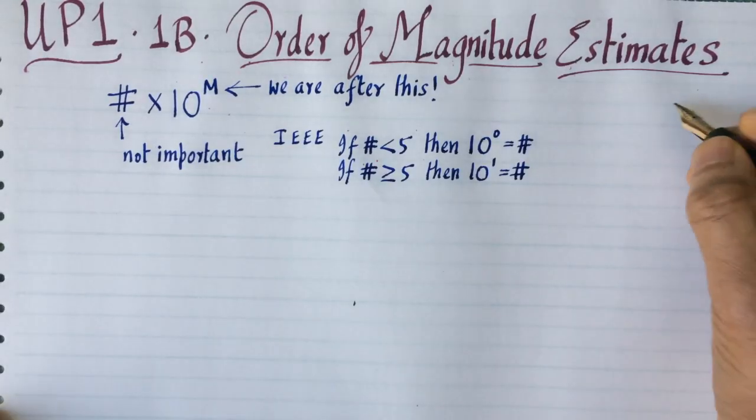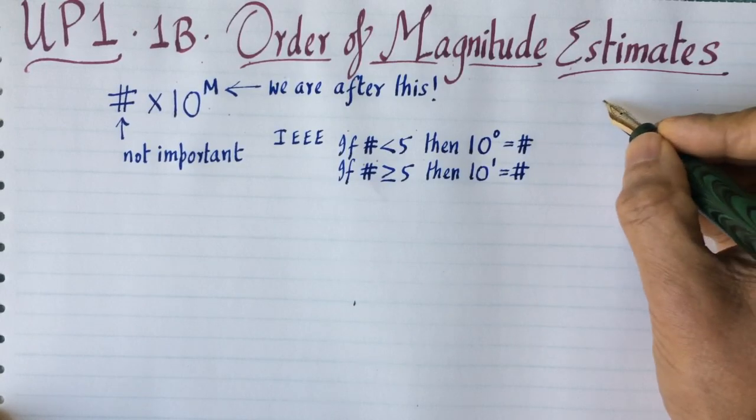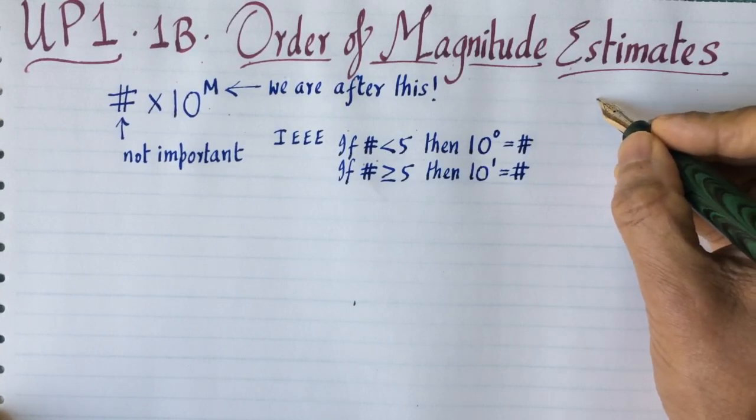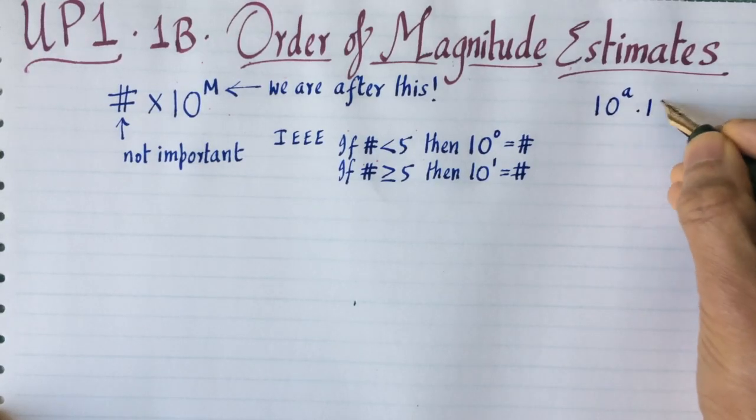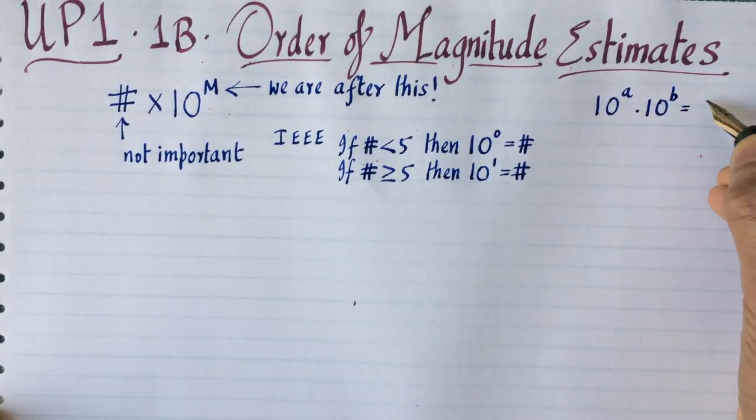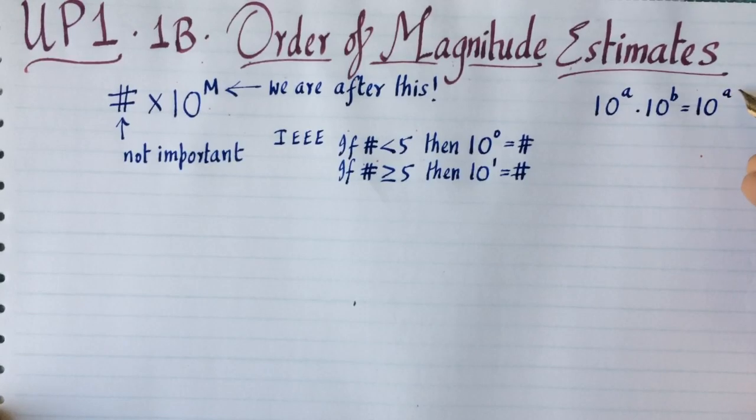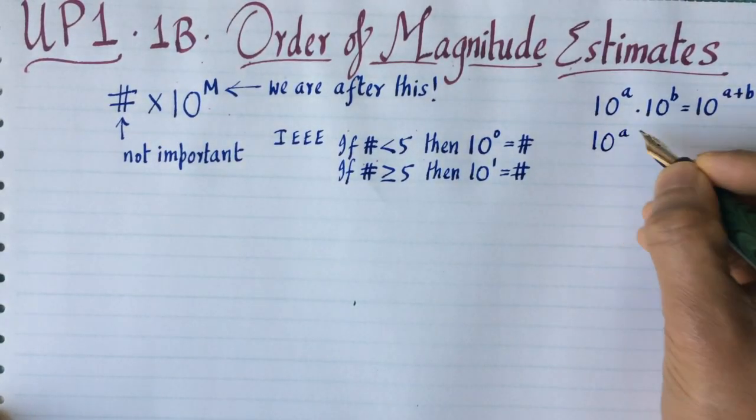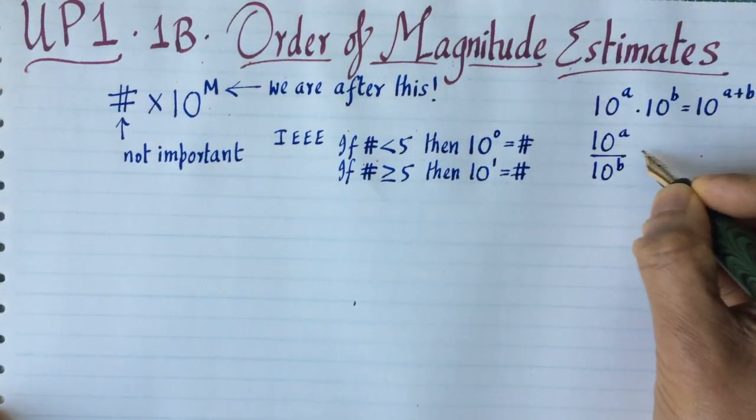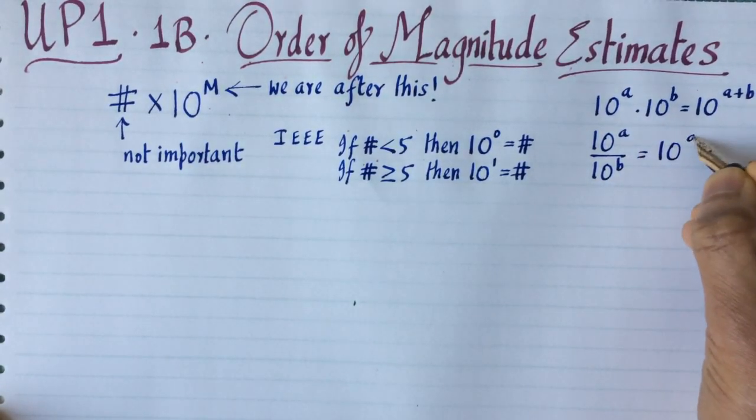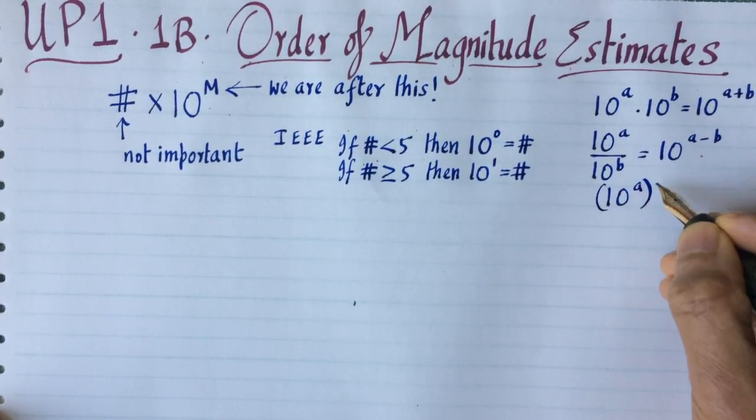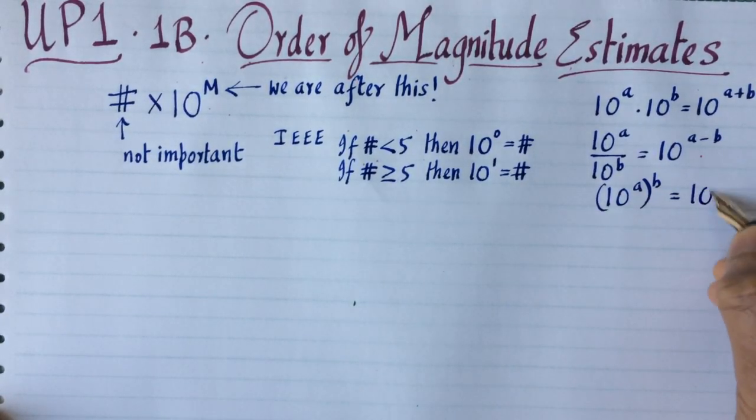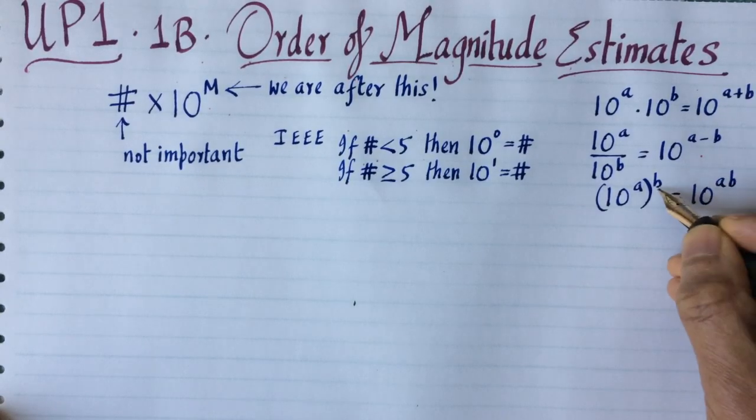Now, estimation requires some rules of exponents, so let me just quickly recall that. One is 10 to the a times 10 to the b is 10 to the a plus b. Then you have 10 to the power a divided by 10 to the power b is 10 to the a minus b. And lastly, 10 to the a to the power b is just 10 to the ab. Here a and b can be anything.